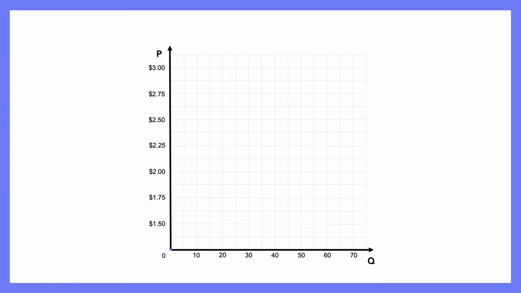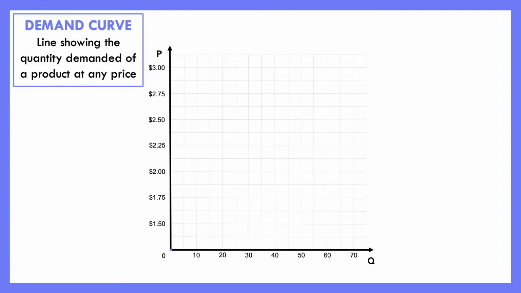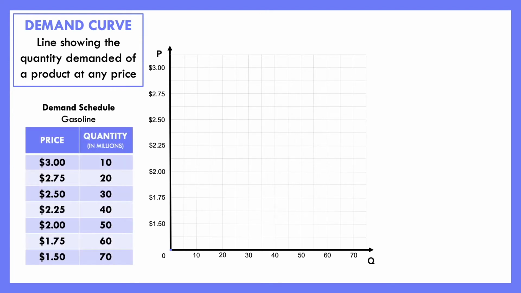Today we're going to take some of those pieces that we learned in 2.1 and 2.2 and combine them together. If you remember back in 2.1, we talked about demand. We said that our demand curve was a line that shows us all of the quantities being demanded of a product at every single price, at any of those prices that might fall on our graph. And we had this demand schedule.